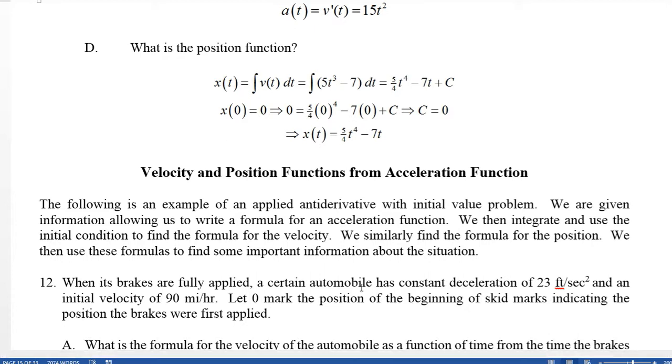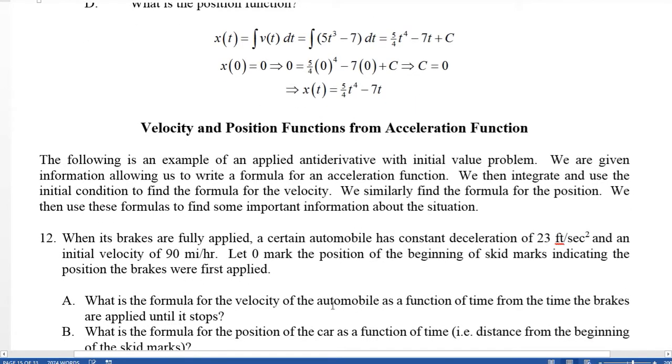So that when the brakes are fully applied, a certain automobile has a constant deceleration. Okay, acceleration in the negative direction, or it's decelerating, at 23 feet per second squared, and it has an initial velocity of 90 miles per hour. And so if we go out and see a skid mark where he's first applied the brakes, we can mark that position as 0, and the direction of the skid of the car, let's call that positive. Okay? So notice we have a constant function for the acceleration.